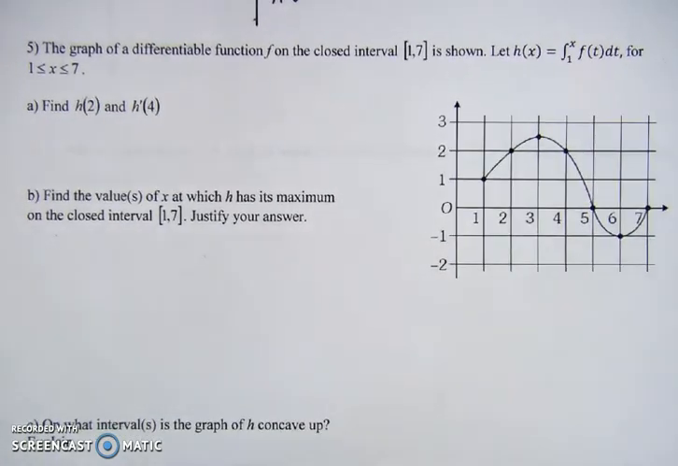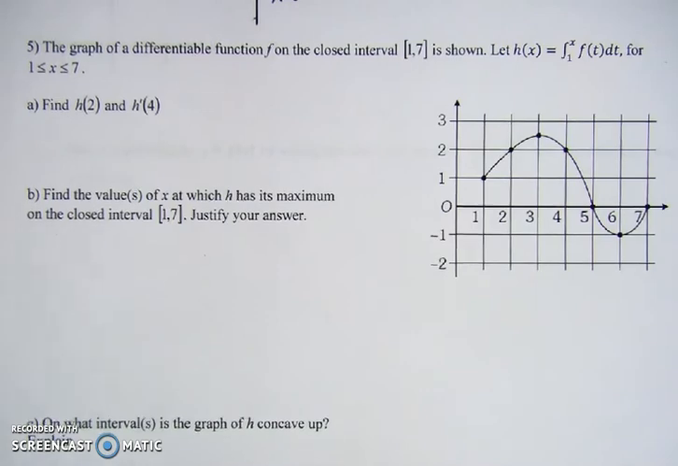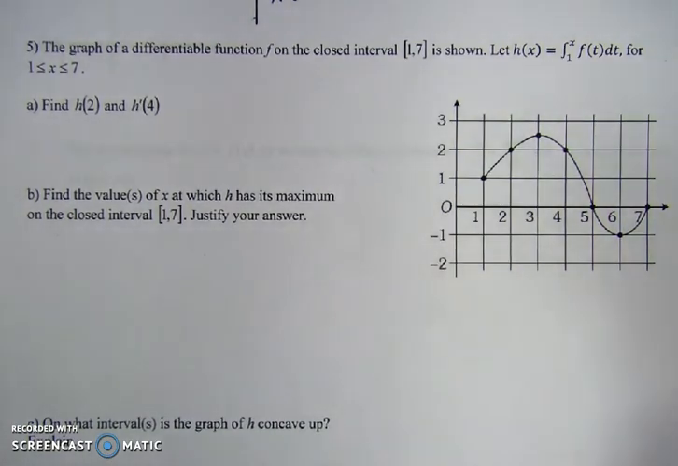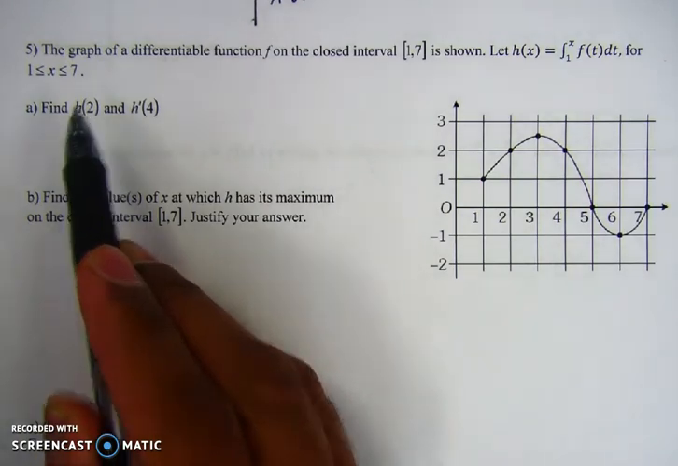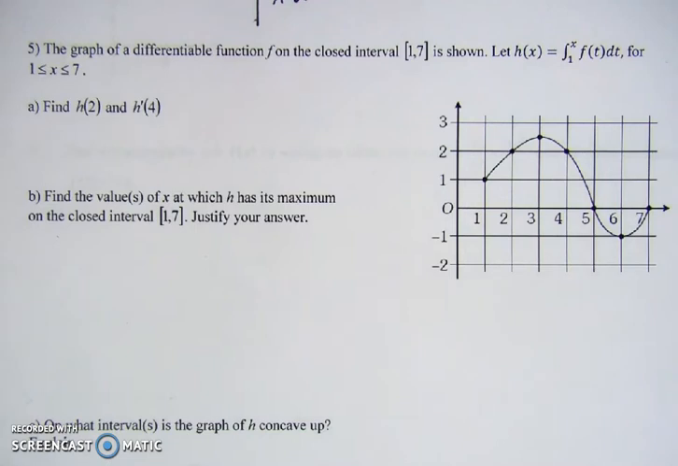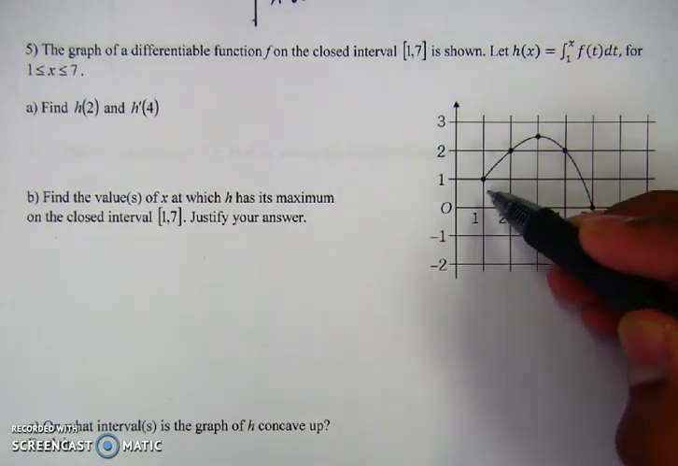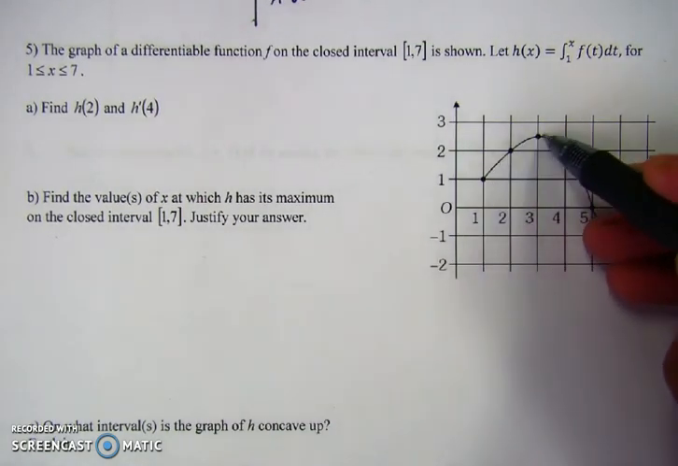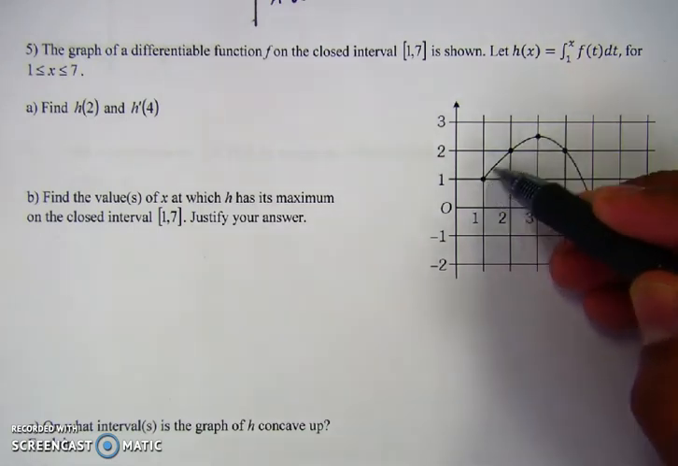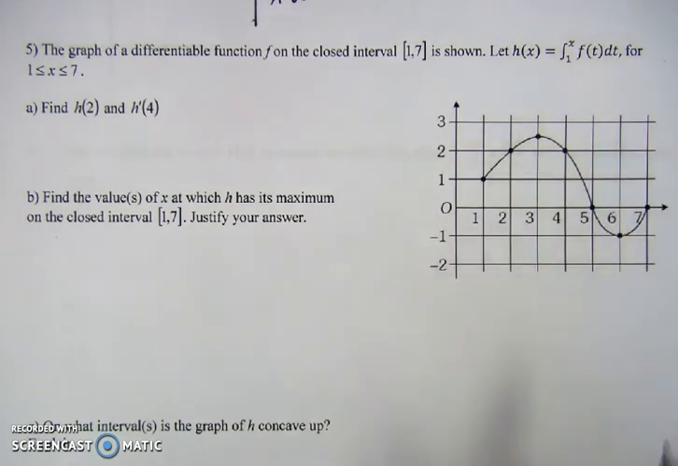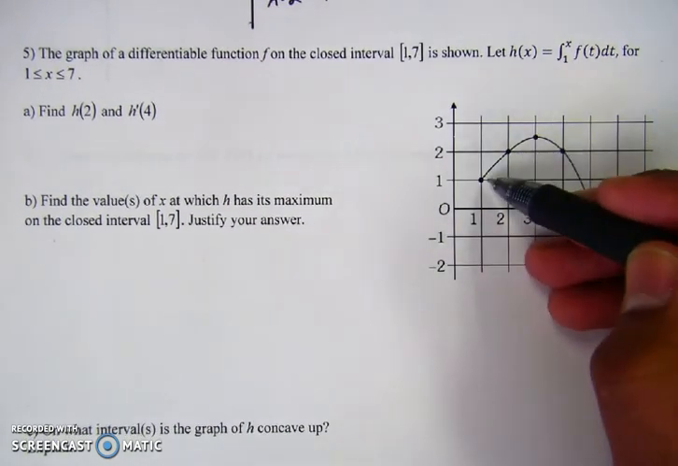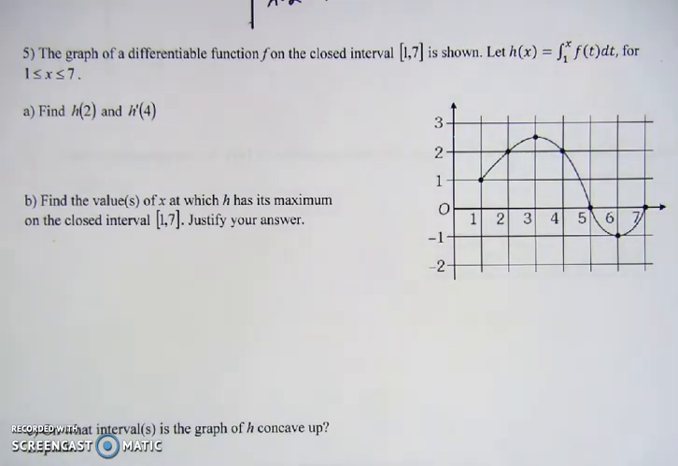Now, with problem number 5, I did make a slight mistake. When calculating h of 2, you can't really calculate it exactly, but you can definitely approximate it and get really close to it. The reason why you can't get the actual area is because this is a curve. So it's not a straight line. If this were a nice straight line, then we could use the area of a trapezoid, but it's actually curving, so we're going to approximate it.